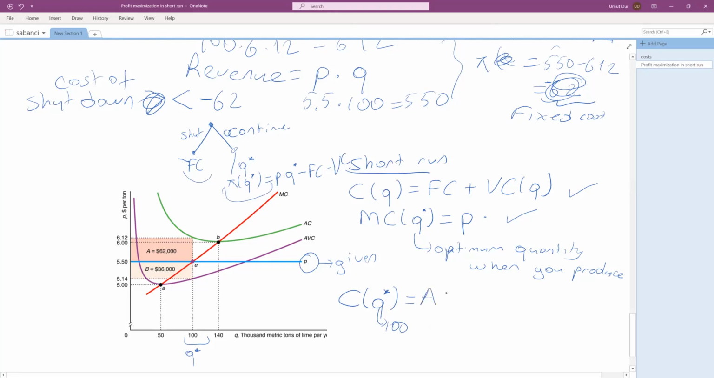It is average cost at Q star times Q star. What is average cost at 100? What is my average cost here?